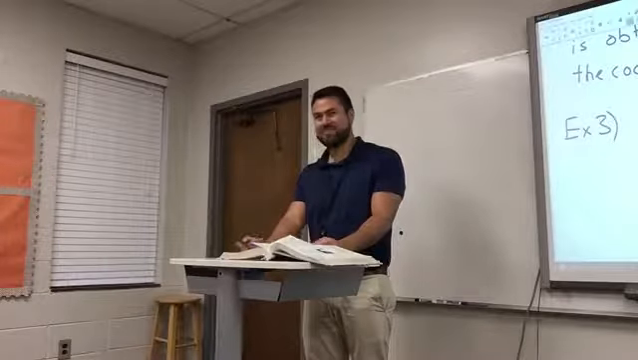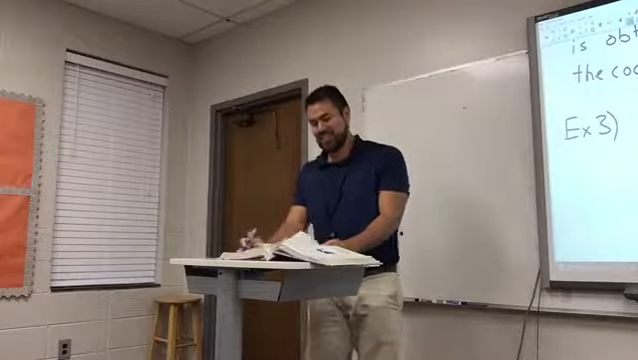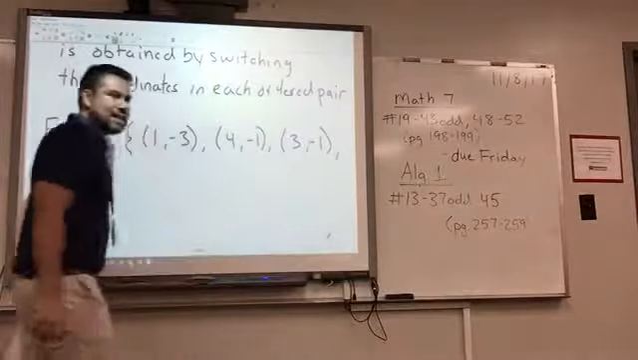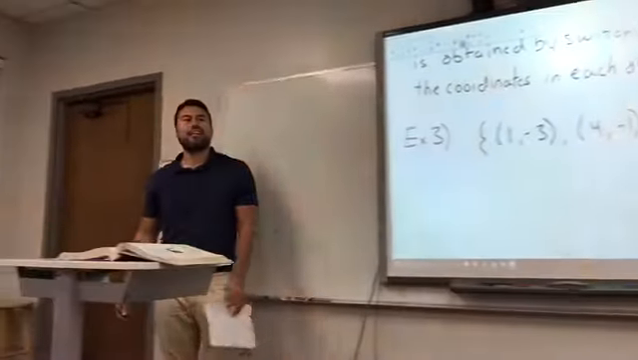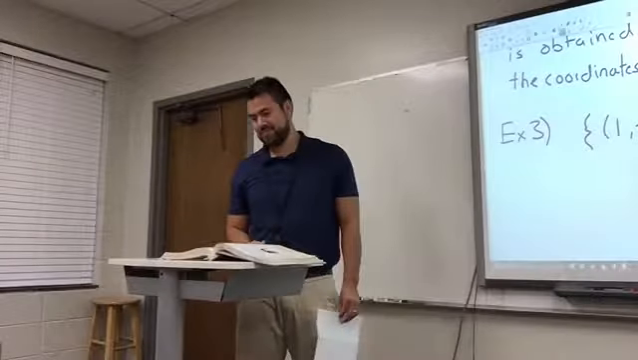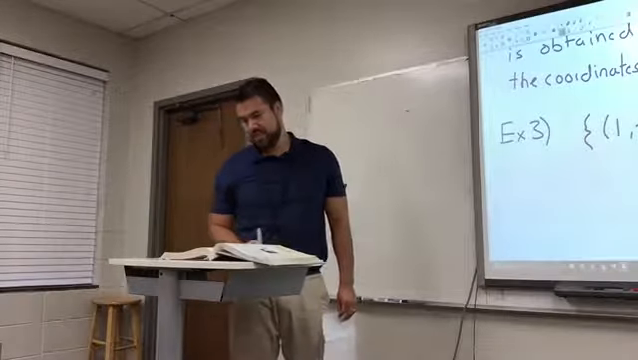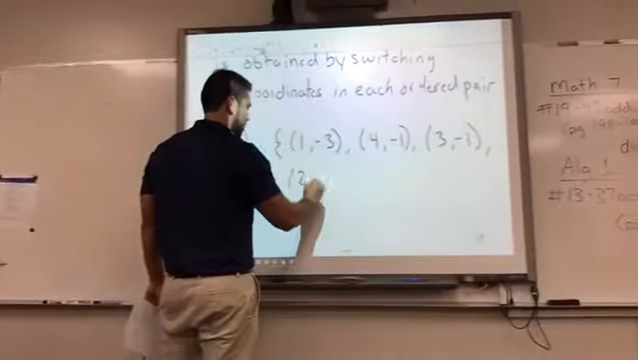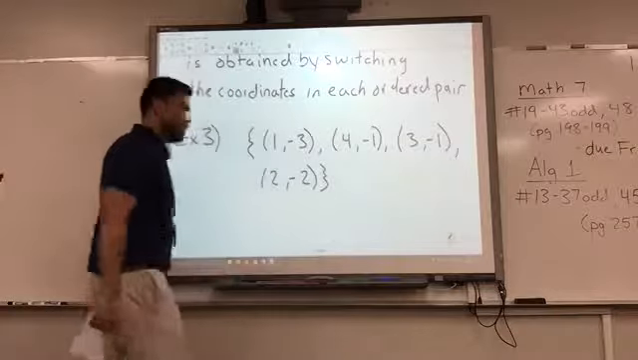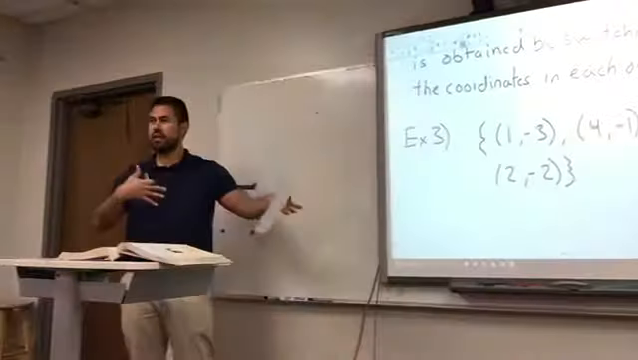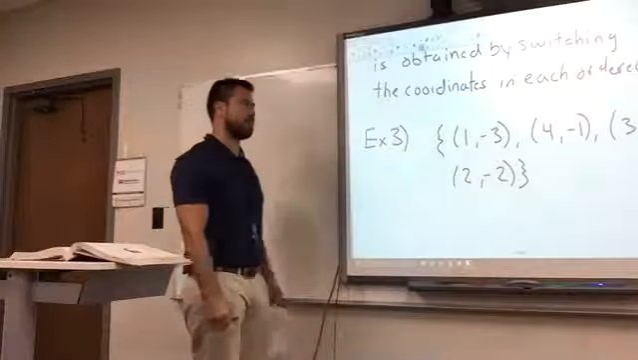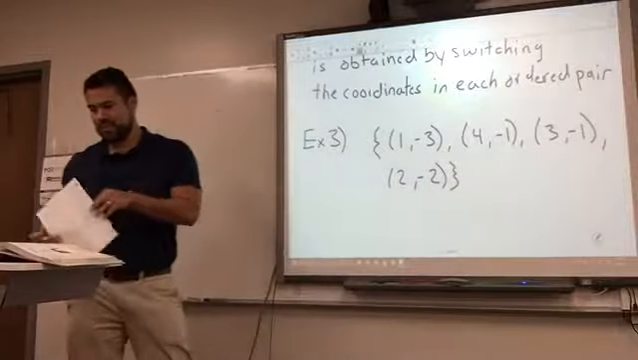Jackson, give me a third. 3, -1. 3, -1 is another one. Good. And I need a final one. Turner. 2, -2. All right. Good job, guys. 2, -2. How do I end my set of ordered pairs? Brace, good. Please don't forget that, because when you see that, automatically it's a set of ordered pairs. It has to be.